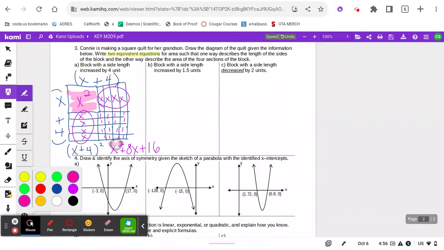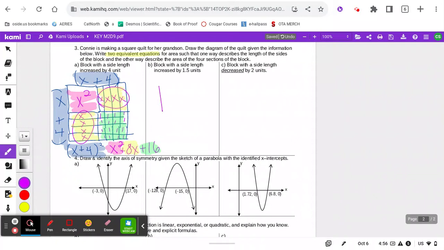This shows up right here. 1, 2, 3, 4, 5, 6, 7, 8 shows up here as 8x. 1 through 16 shows up there. Then this x plus 4 factor shows up here in our factored form. Pause the video, try the next one.